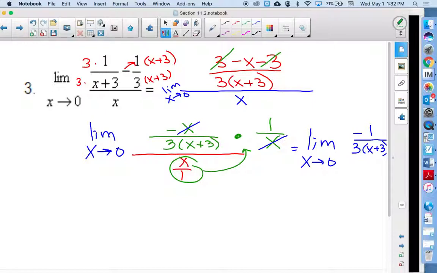So when you plug in that 0, I end up with a negative 1. On the bottom, 3 times 0 plus 3 is really 3 times 3, which gives us a negative 1. I did it a little bit more complicated. I just multiplied the denominator, I just multiplied x over 1 by 3x plus 9 over 3x plus 9, and then your denominators were totally the same. That works too. There are two different ways to do complex fractions.